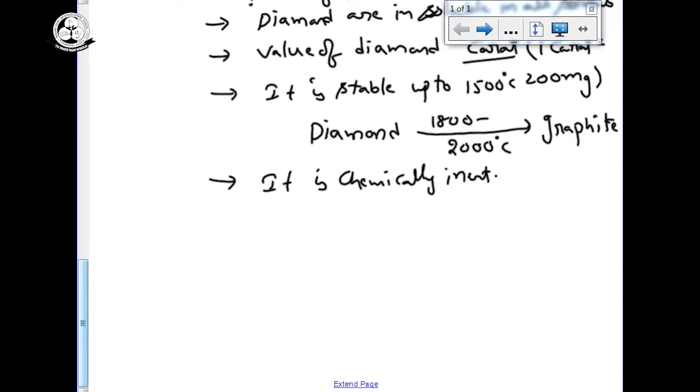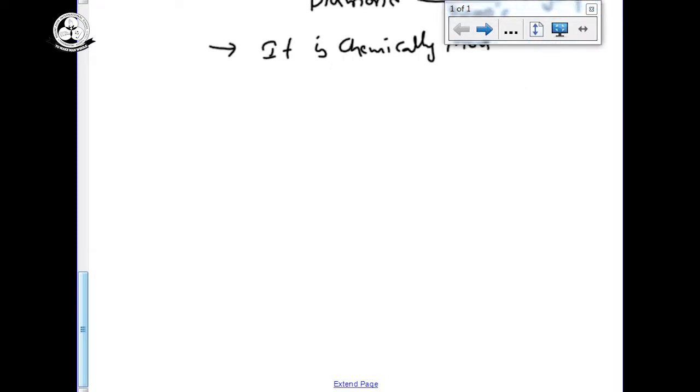So this is the discussion about the diamond. The important things we have to keep in mind about diamond are the hybridization, the bond length between carbon and carbon, and that each carbon is surrounded by 4 carbon atoms. It is a giant polymeric structure like this.